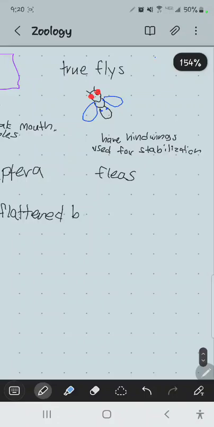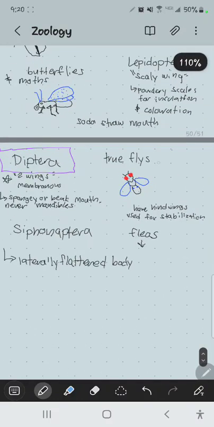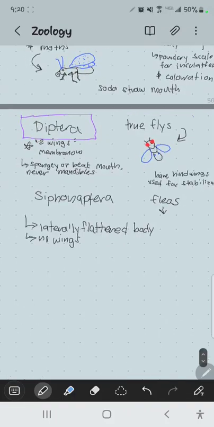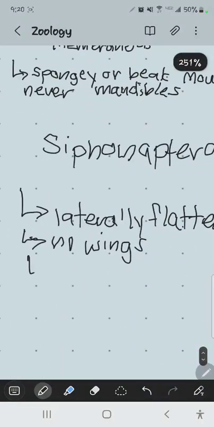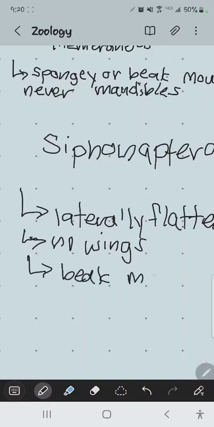So they're kind of like squished side to side. They look very tall, but they're very, very narrow side to side. And they have no wings, obviously. Thank goodness they have no wings. And that's where the name Aptera comes from. The siphon refers to their sucking mouth parts. They have a beak mouth. And they tend to have jumping legs.